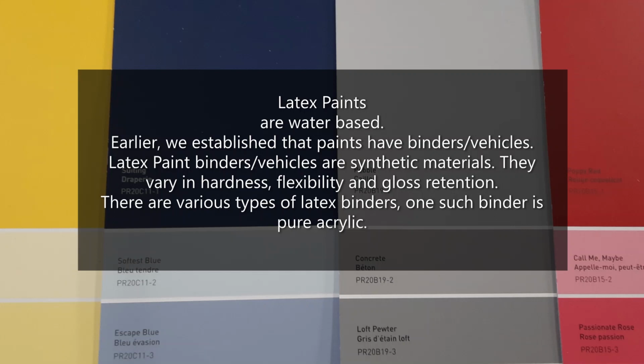Latex paints are water-based. Earlier, we established that paints have binders/vehicles. Latex paint binders/vehicles are synthetic materials. They vary in hardness, flexibility, and gloss retention. There are various types of latex binders. One such binder is pure acrylic.